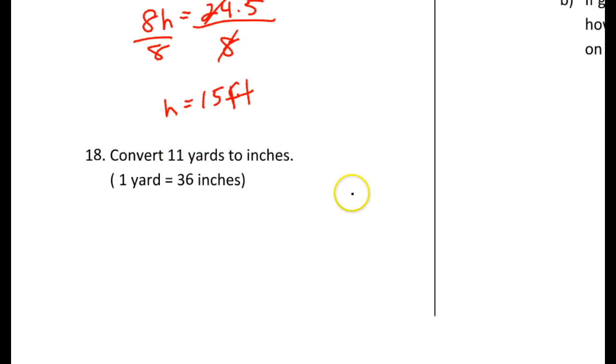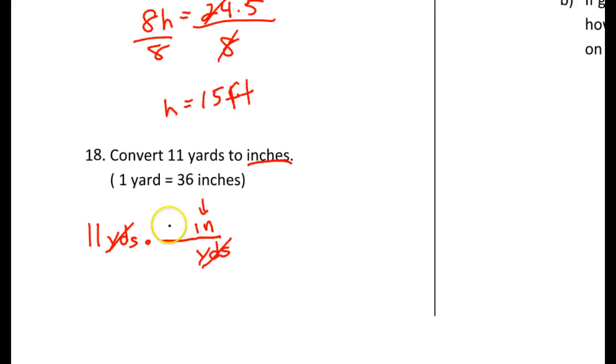Okay, convert number 18. Let's switch gears. Convert 11 yards to inches. And it says 1 yard is 36 inches. Okay. So a little dimensional analysis, we call this. Now the trick was we had to multiply by a ratio. Right? And when we multiplied, we had to make sure units canceled out. Now starting off, the units are always on the top. So I want my answer in inches, which means I want to cancel out the yards. So my yards would be on the bottom, inches on the top. And then I can see the units will cancel out.